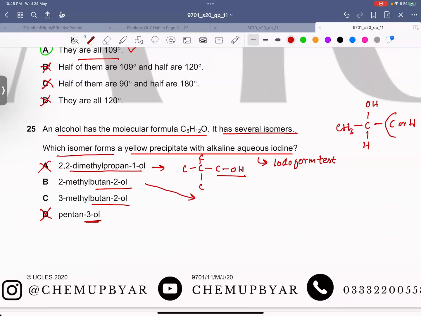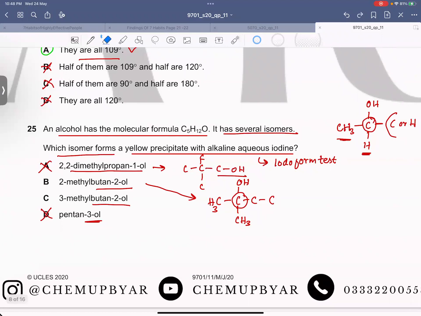Now, if I draw this one, 1, 2, 3, 4. The second carbon has an OH and the second carbon has a methyl. The carbon which has an OH must have a hydrogen on one side and the other side CH3. So it is fulfilling 3 conditions: one side there is a carbon chain, one side there is a CH3, one side OH, but on the other side there is no hydrogen, instead there is again CH3. So B would go wrong and C is your correct answer.